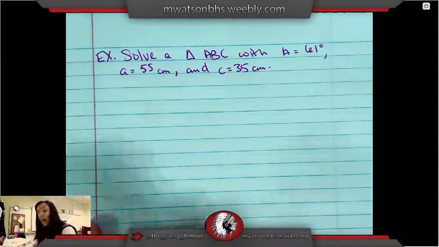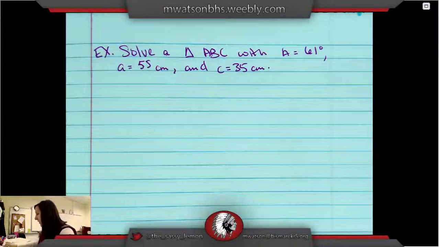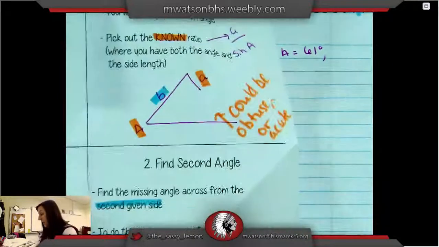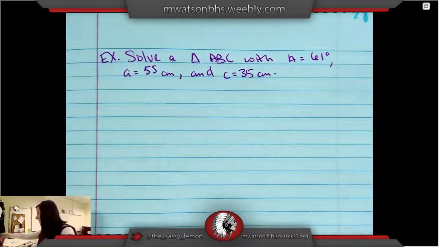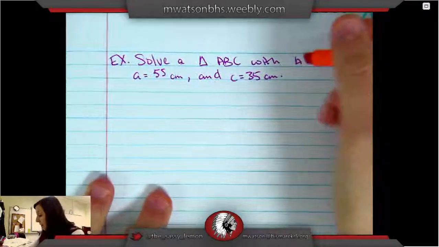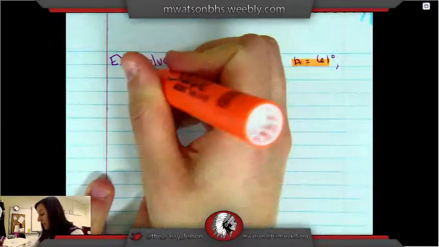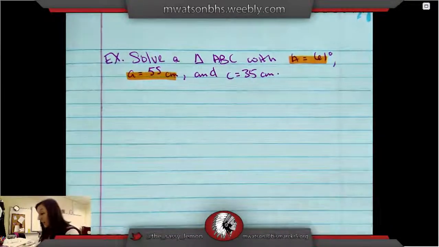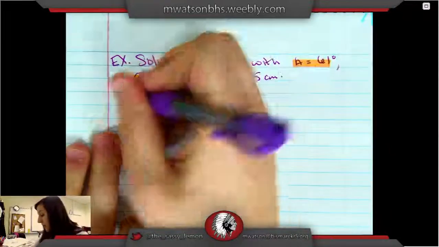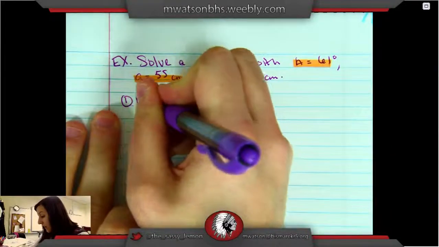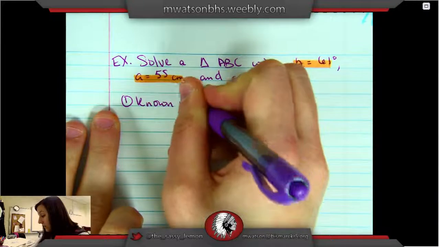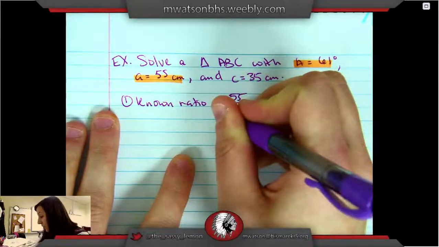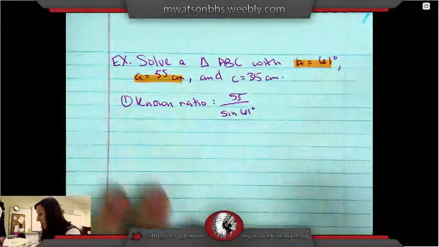Alright, so we're not going to even sketch anything out, because we have this visual representation that we can't complete anyways. But we can determine our known ratio. We have an angle, 61 degrees, and a side length, 55 centimeters, and they're both A, so they're corresponding. That is our known ratio. So step 1, the known ratio is 55 over sine of 61 degrees.